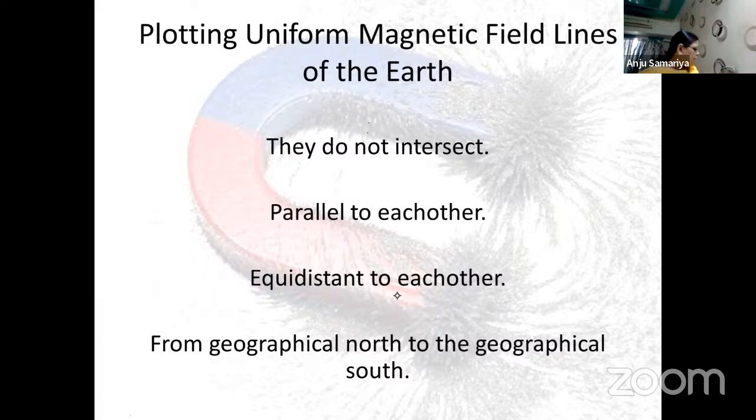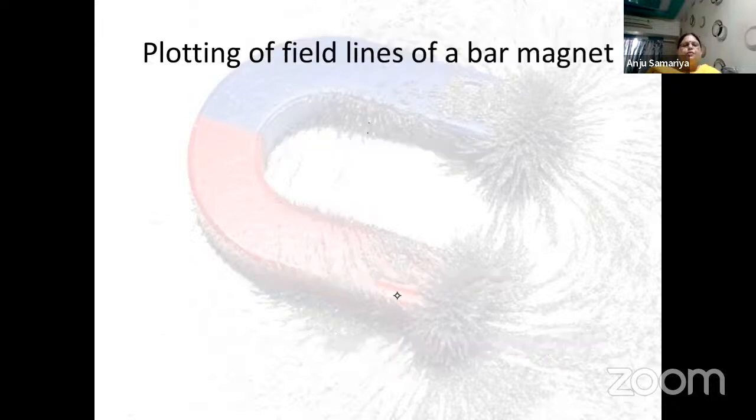So when we plot Earth's magnetic field lines, they will be a set of parallel lines. Look at 10.7, parallel lines of uniform magnetic field. They do not intersect each other; they are parallel and equidistant from each other, from geographical north to geographical south.